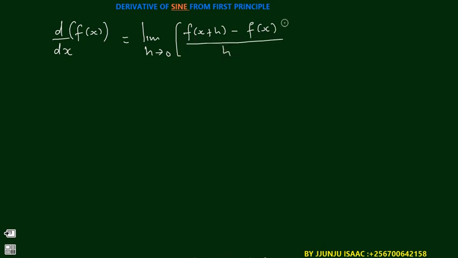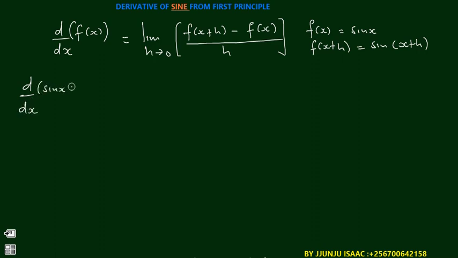upon h. So now if we have f of x as sine x, this implies that f of x plus h will be equal to sine x plus h. So now let us put in this formula that the derivative of sine x with respect to x will be given by the limit as h tends to 0.